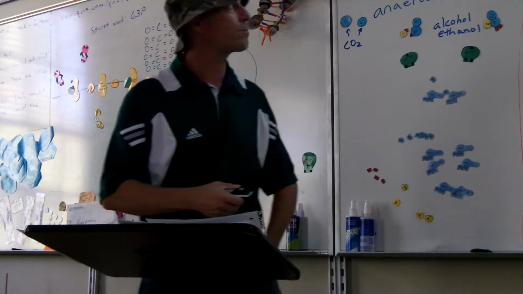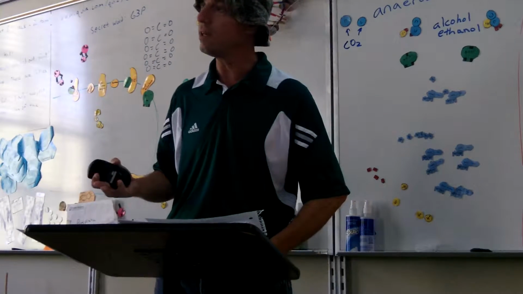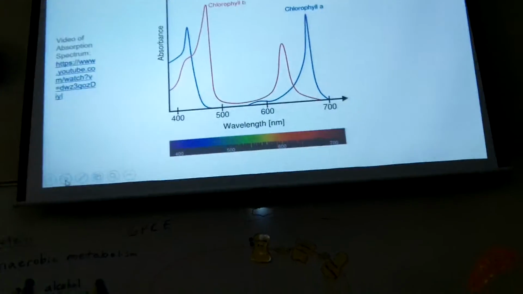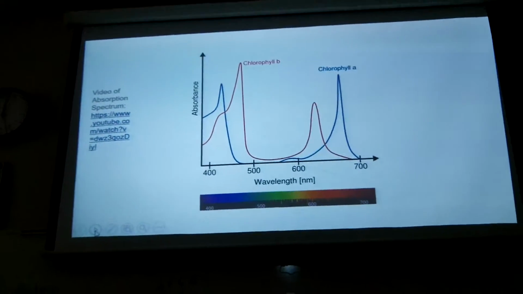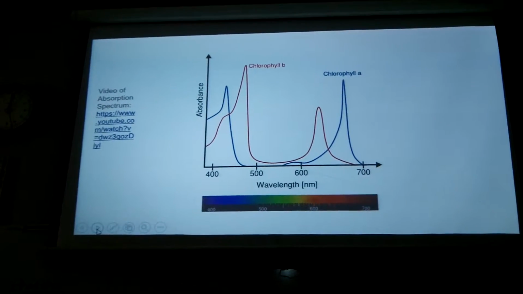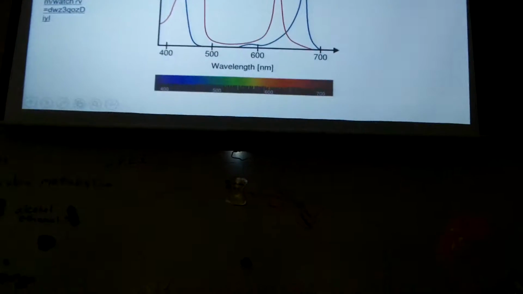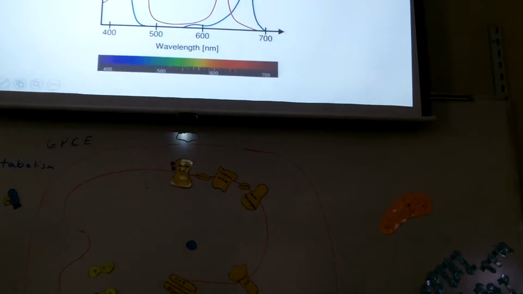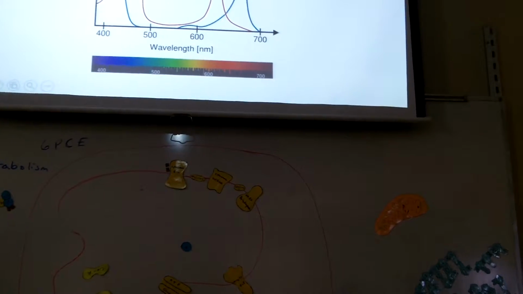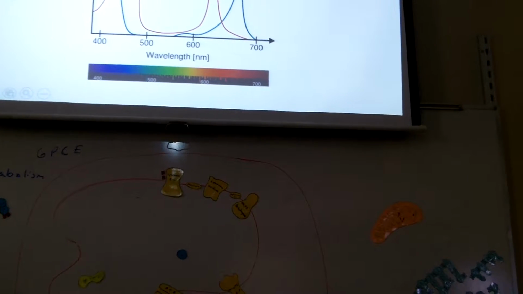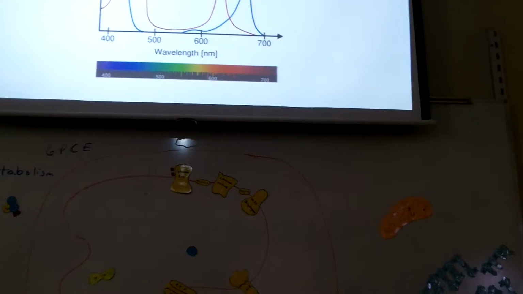Now, did you know plants are green? Why are they green? Chlorophyll. Because chlorophyll is green. Why is chlorophyll green? A little bit harder. Let me show you why. There's two types of chlorophyll that you find in plants, chlorophyll A and chlorophyll B. Now, this chlorophyll sits on those thylakoid membranes and absorbs sunlight.